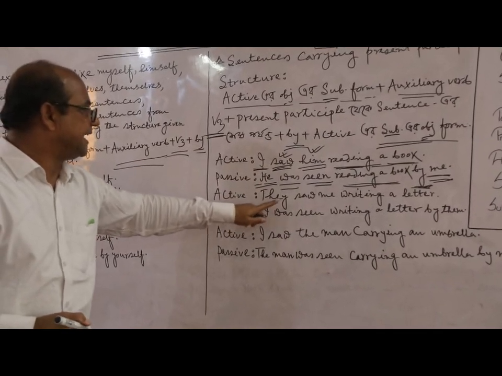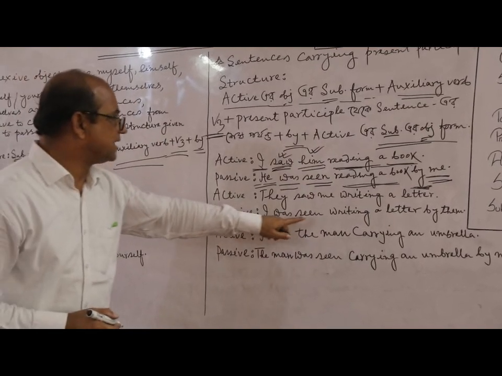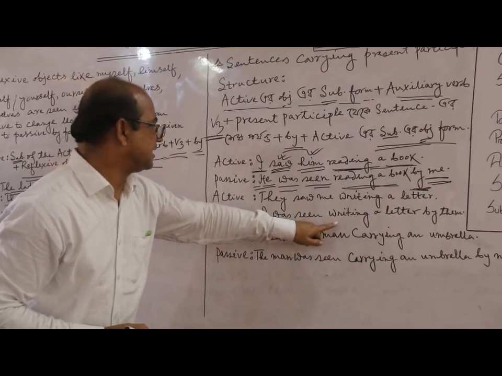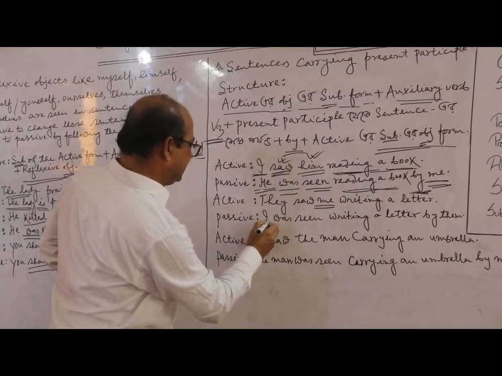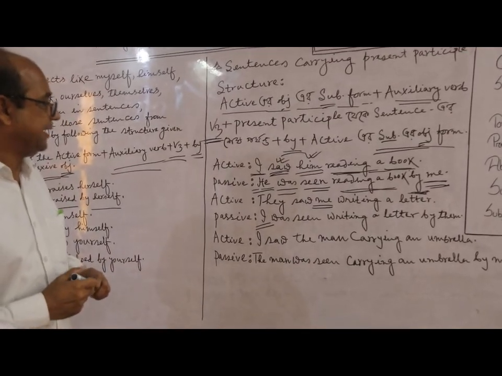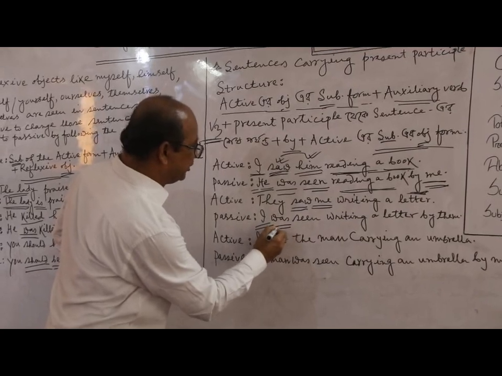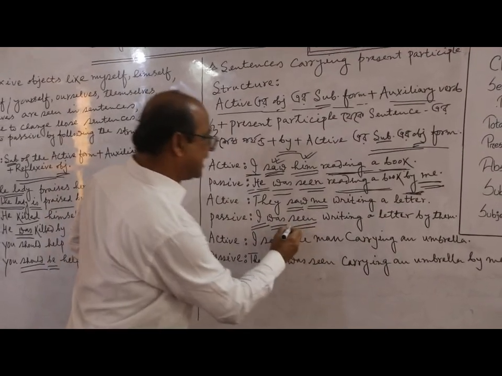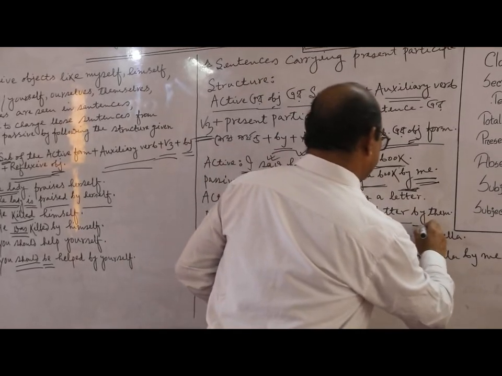Next one. They saw me writing a letter. Similarly, I was seen, I was seen. That means object was I. So I have used the subject I. Then it was in past indefinite tense. I have used was. Then V3. Then writing a letter. Then by.